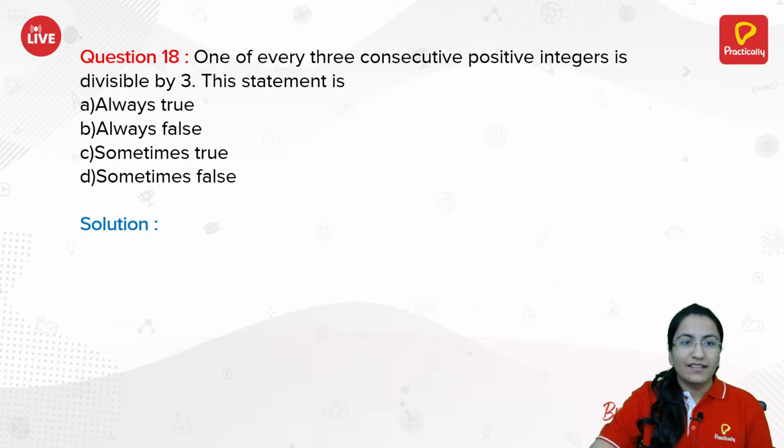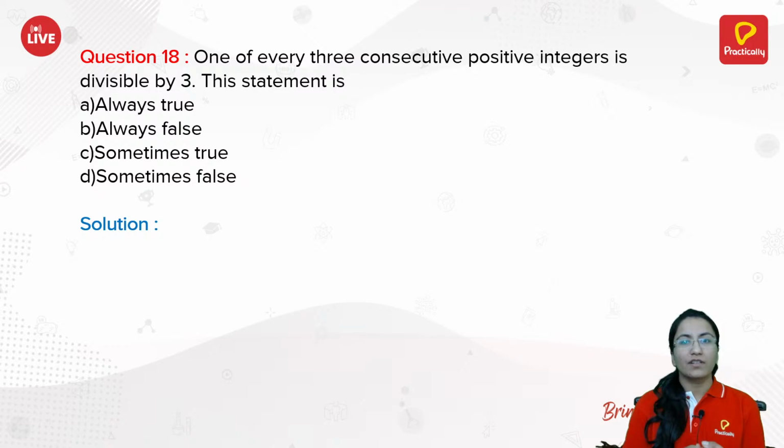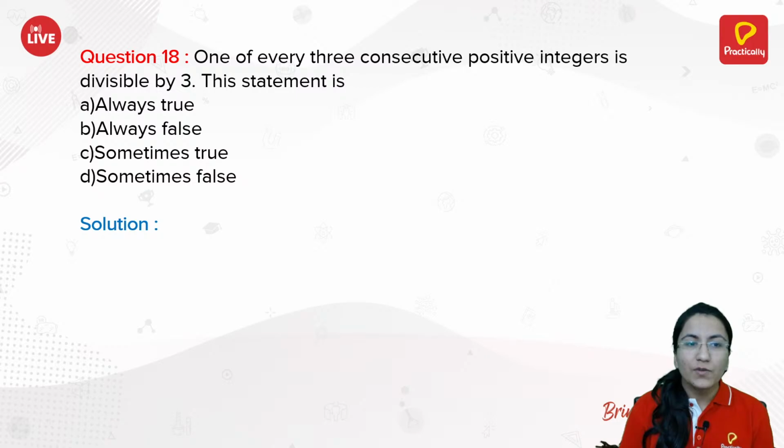Next question here is this. One of every 3 consecutive positive integers is divisible by 3. This statement is always true, always false, sometimes true, sometimes false. Which option is correct? There's nothing to be done in this question. Just think about this or just answer. The statement is always true, always false, sometimes true, sometimes false. Always true is the correct option.